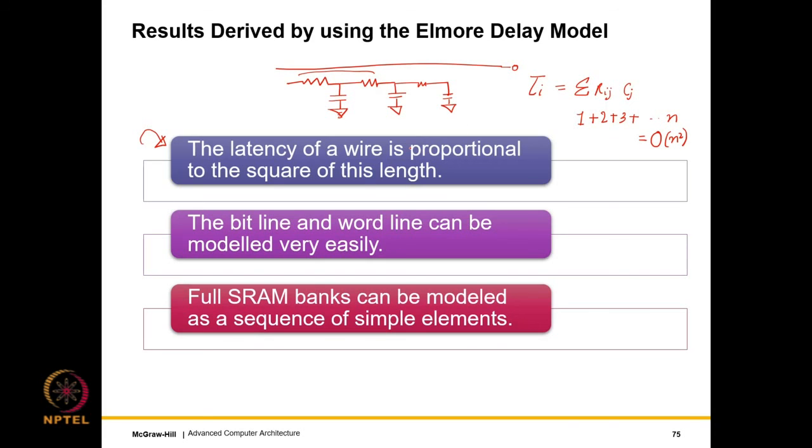So that is why the most important result is that the latency of a wire is proportional to the square of its length. Okay. So the latency of a wire is proportional to the square of its length, and this can be directly derived from the Elmore delay model.